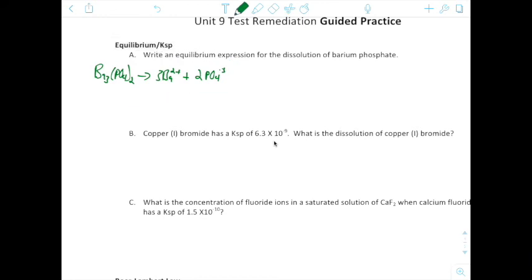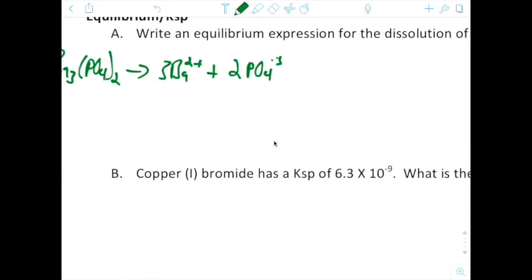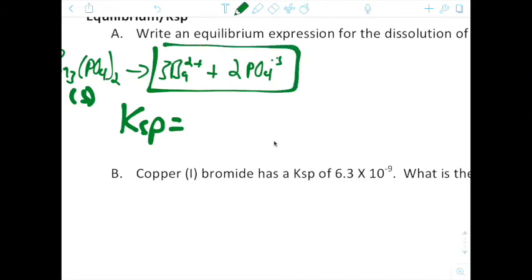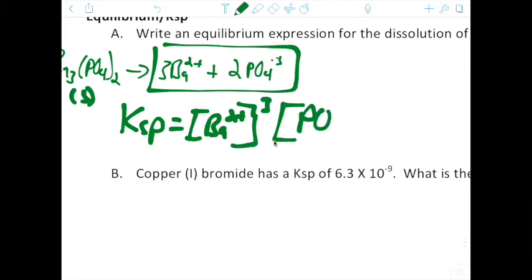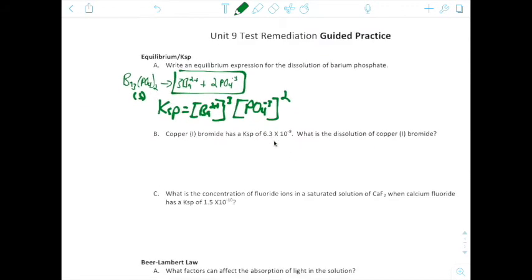So we take our KSP, which doesn't include the solid, and this is a solid over here, so it just includes this over here. So we're going to have the concentration of our barium ions raised to the third power, and our phosphate, PO4 3-, raised to the second power.